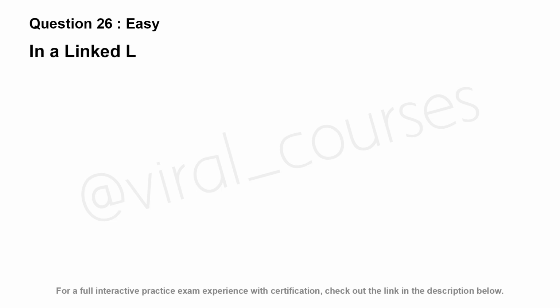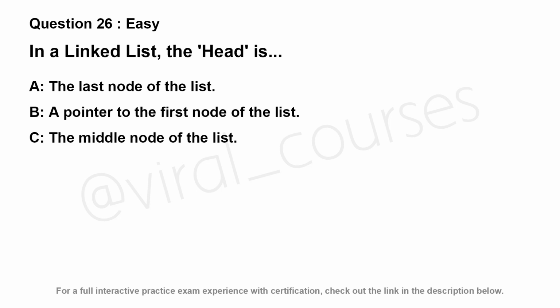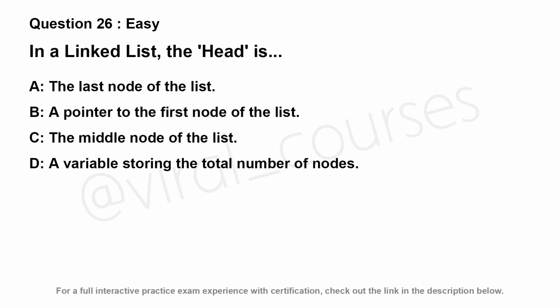In a linked list, the head is Option A. The last node of the list. Option B. A pointer to the first node of the list. Option C. The middle node of the list. Option D. A variable storing the total number of nodes.